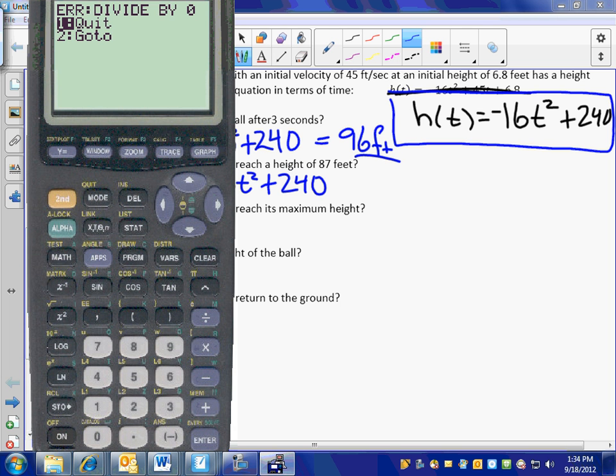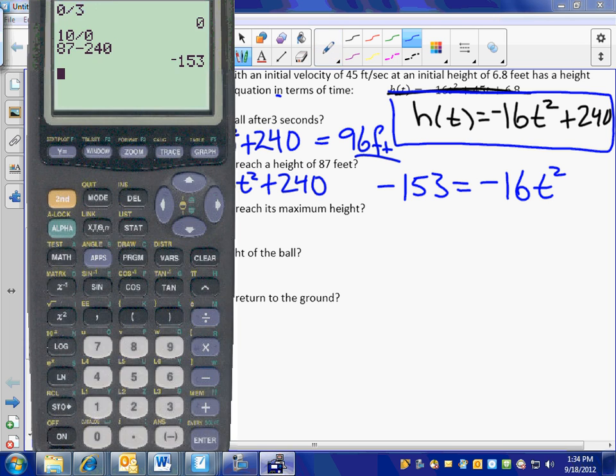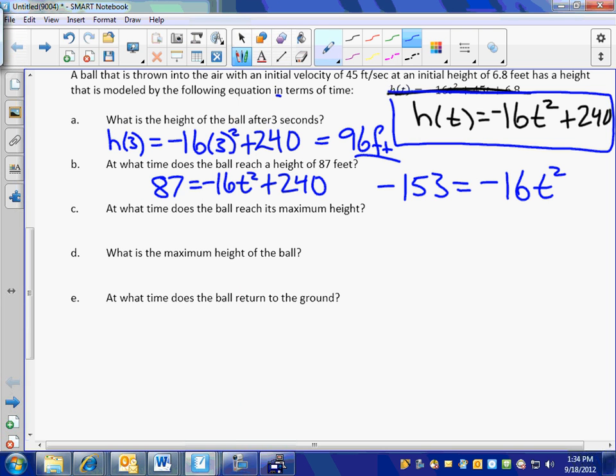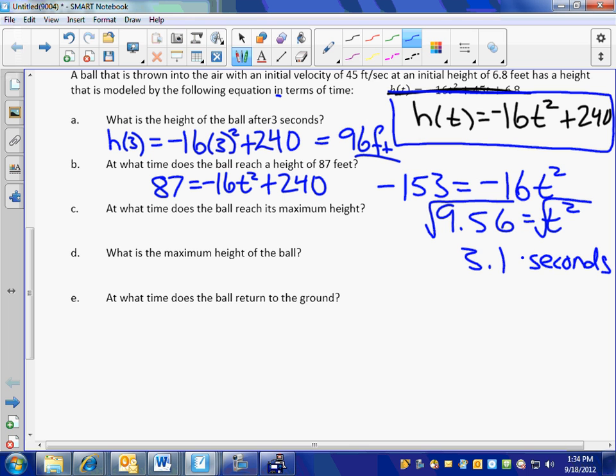87 minus 240 gives me negative 153. Equals negative 16t squared. Divide by the negative 16. 9.56 equals t squared. Square root both sides. And we get 3.1. 3.09. Well, 3.1 seconds. You have to write the negative. I don't write the negative because we're not talking about negative time.